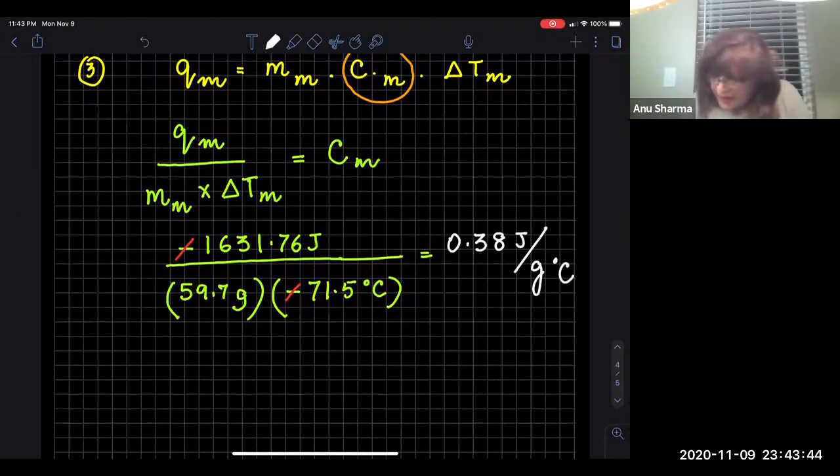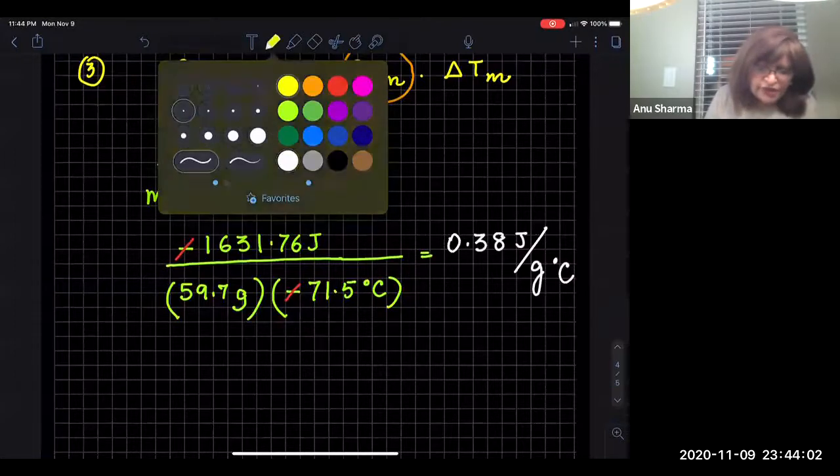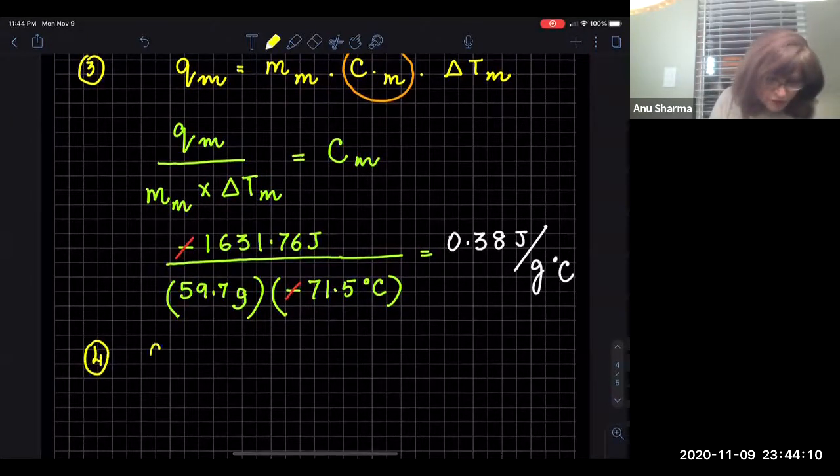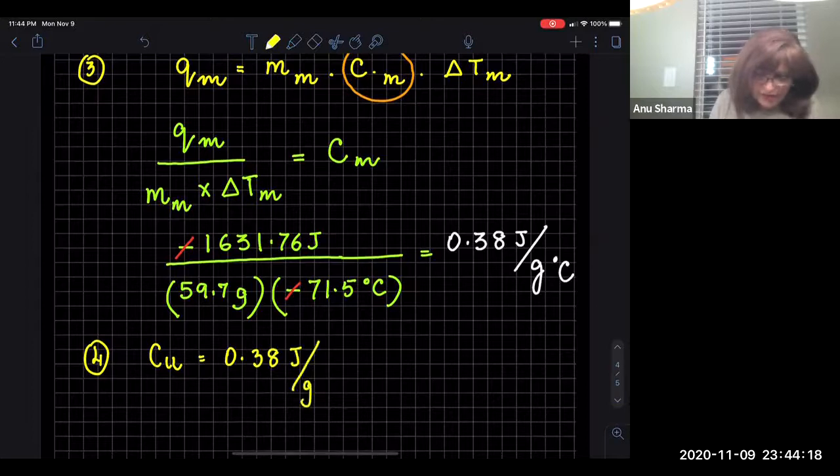Okay. Now, generally, you will be given in the labs, because this is for the experiments in the lab, some of the values of the unknown compounds. So it's going to be relating to what is already known to you. So from the tables, we find that for copper, this value of the specific heat that we got is the closest. So this is how you determine the unknown compound also.